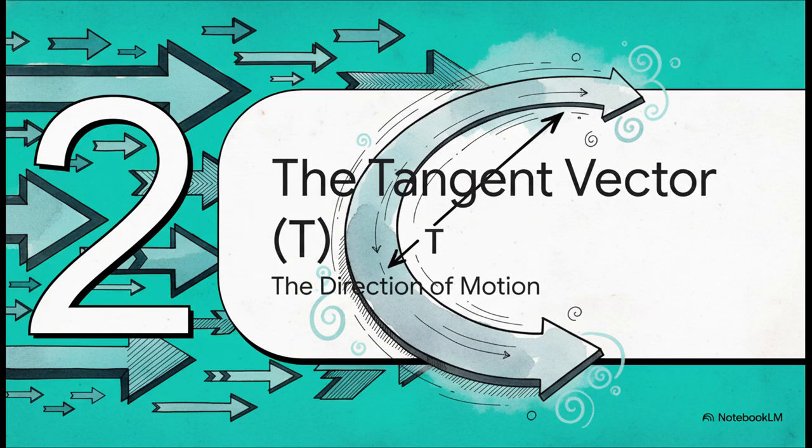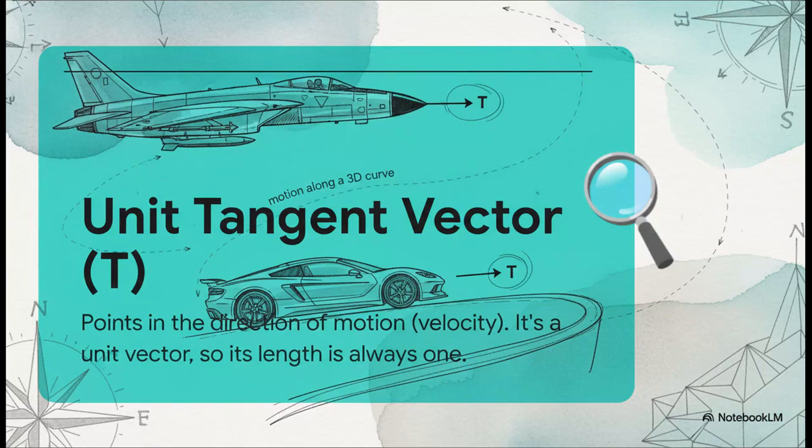All right, first up, we've got the tangent vector. We just call it T. This one's probably the most straightforward of the three. It simply tells us where we're going. So if you're in a car, the T vector is always pointing straight out from your front bumper. Simple as that. It captures your direction, but here's the key thing. It doesn't tell you your speed. That's because it's what we call a unit vector, meaning it always has a length of exactly 1.